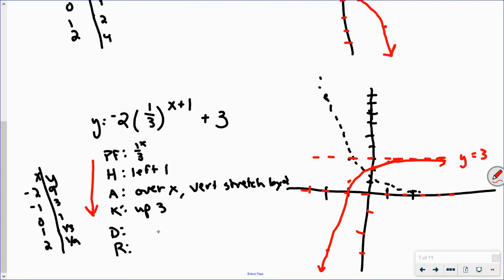Okay, domain-wise, we're at all reals, which is true for all exponentials. And then range-wise, we're at negative infinity because we flipped it over, and it goes up to 3. And I can't have 3, so I get a parenthesis there. Okay, these are the kind of problems that we want you to be able to do.